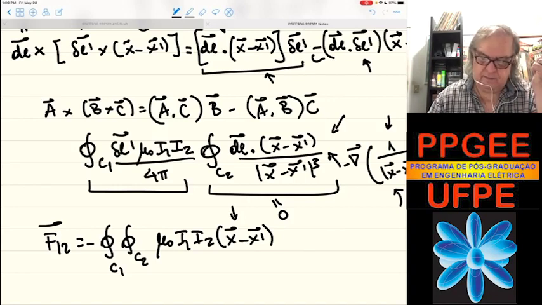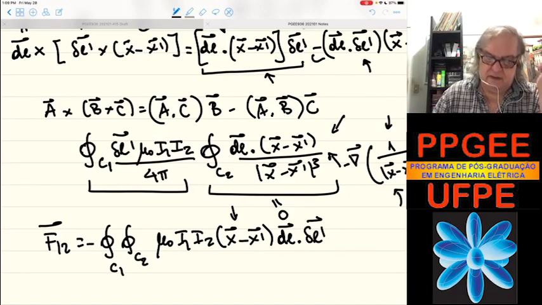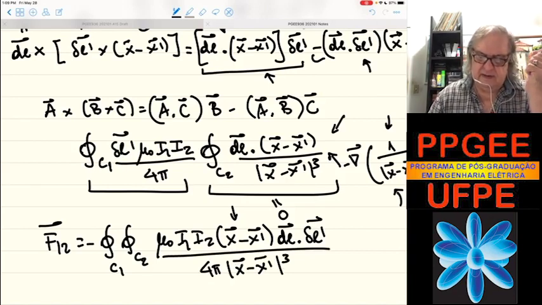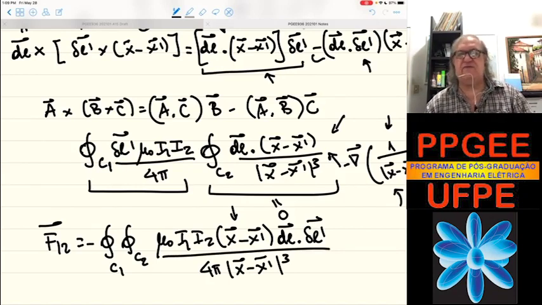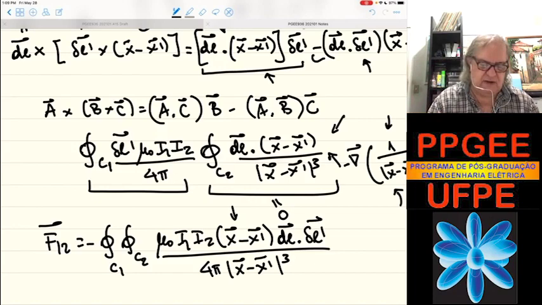Yeah, it's correct. The L delta L prime divided by 4 pi. So you see that we see the nature of the force. The force is along the direction that separates the two current elements. The two current elements have the line that separates them. The force is parallel to x minus x prime.